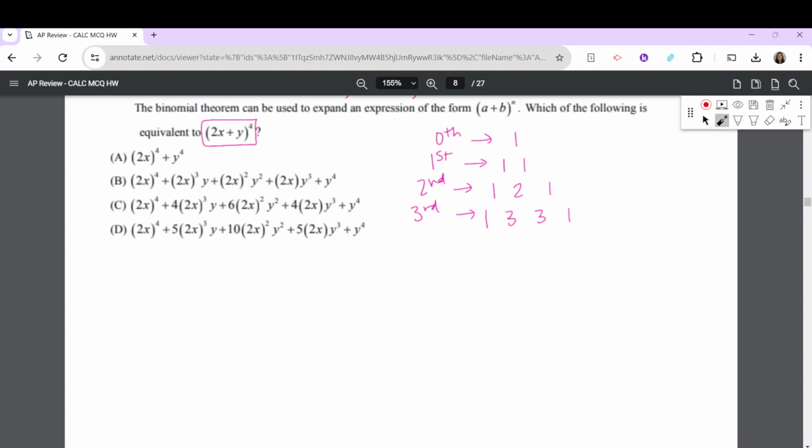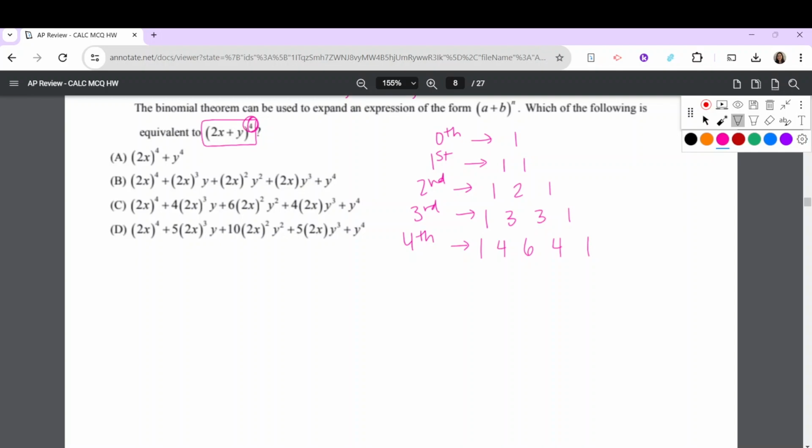And again, we get this next row of numbers from adding the 2 above it. So 1 plus 2 gave me 3, 2 plus 1 gave me 3, and then our outsides are always 1s. And then we have something to the 4th power because we want to raise 2x plus y to the 4th power. So my coefficients are 1. Again, 1 plus 3 is 4, 3 plus 3 is 6, 3 plus 1 is 4, and 1. So these are the coefficients of my terms that I'm going to use whenever I multiply.